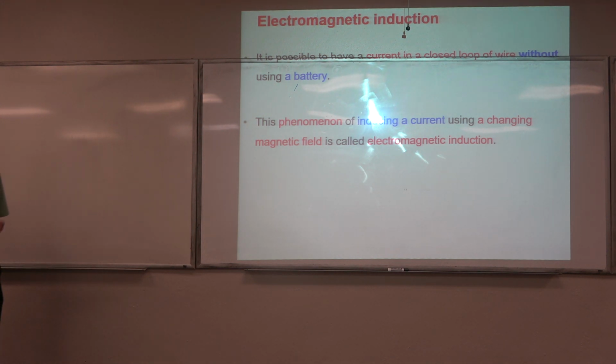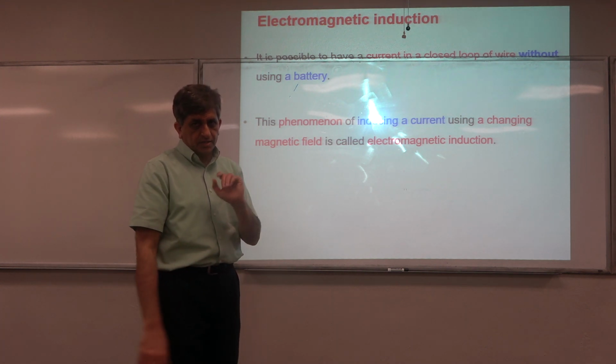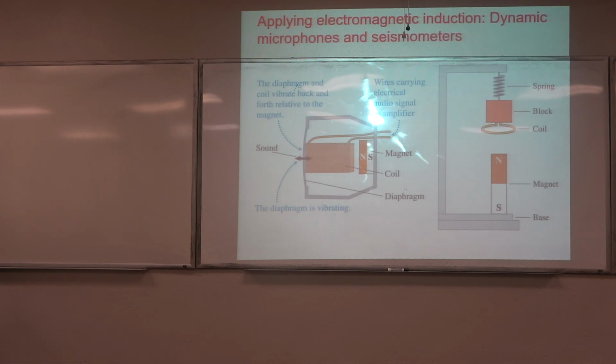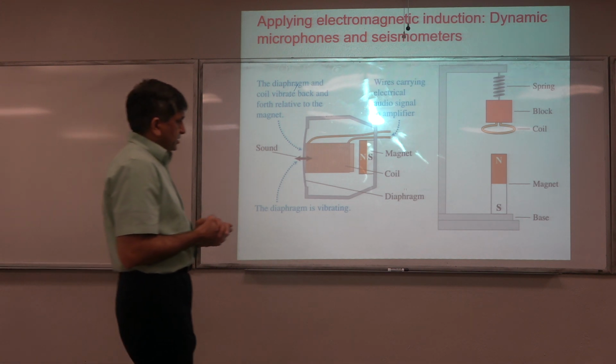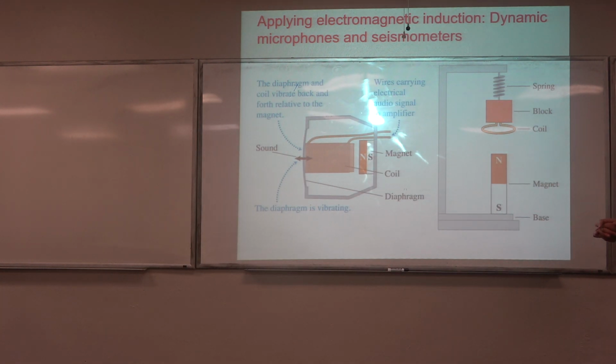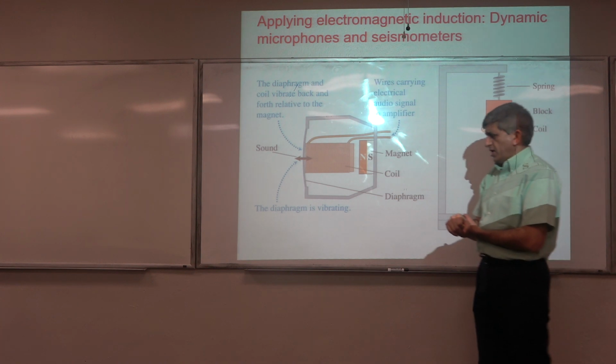Induction means we induce the current by changing the magnetic field lines through the cross-sectional area of the wire. See, the same phenomenon takes place here. I have a magnet placed on this stand. This magnet is fixed. Now what I have here is a conducting coil which is attached to a block, and the block is attached to the spring and is hanging up there.